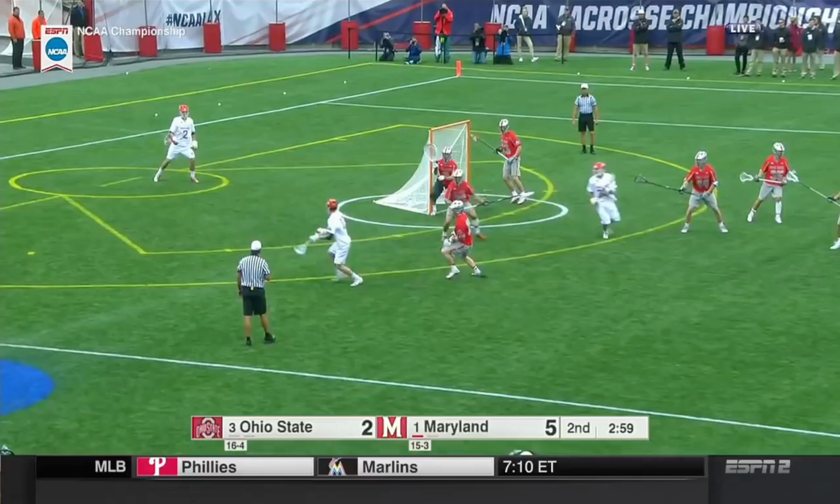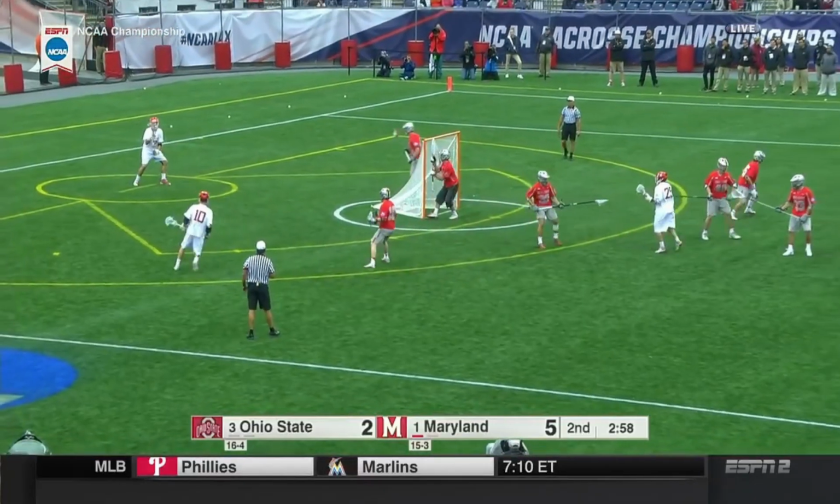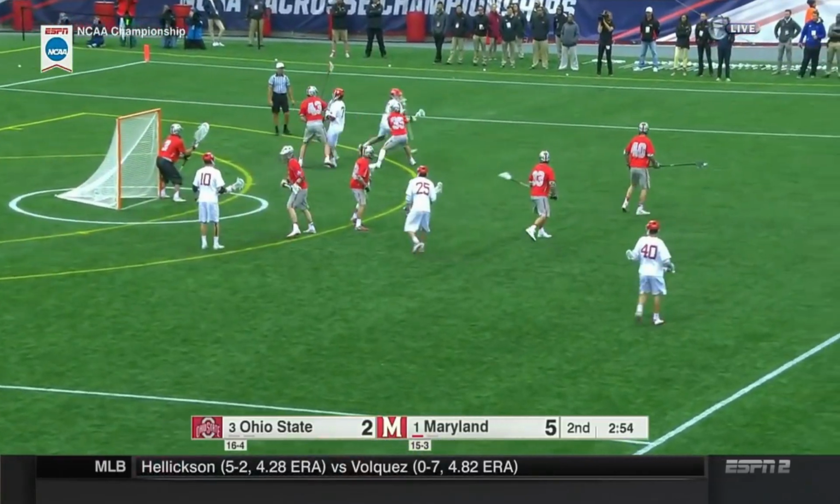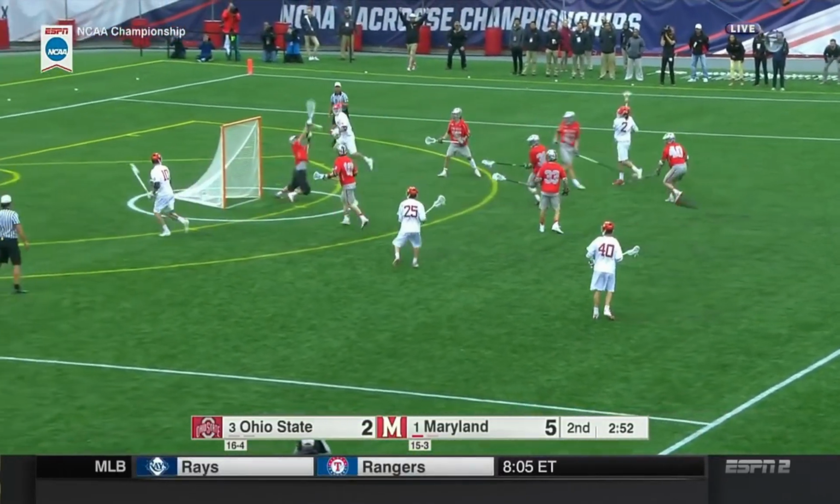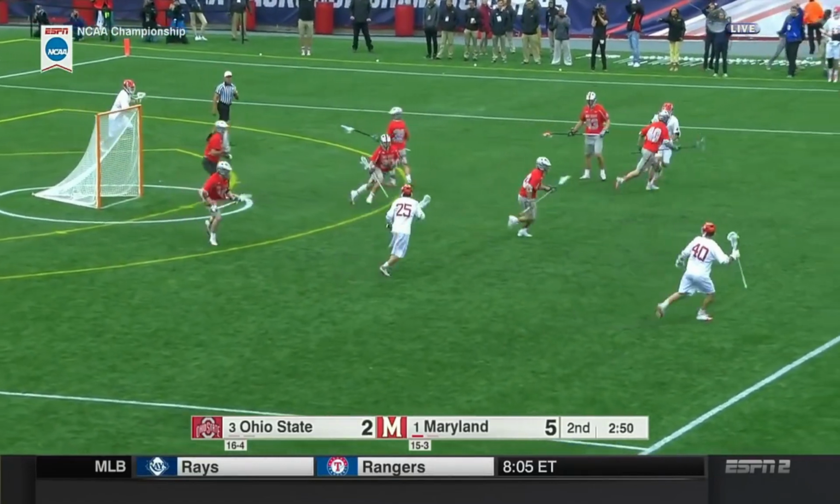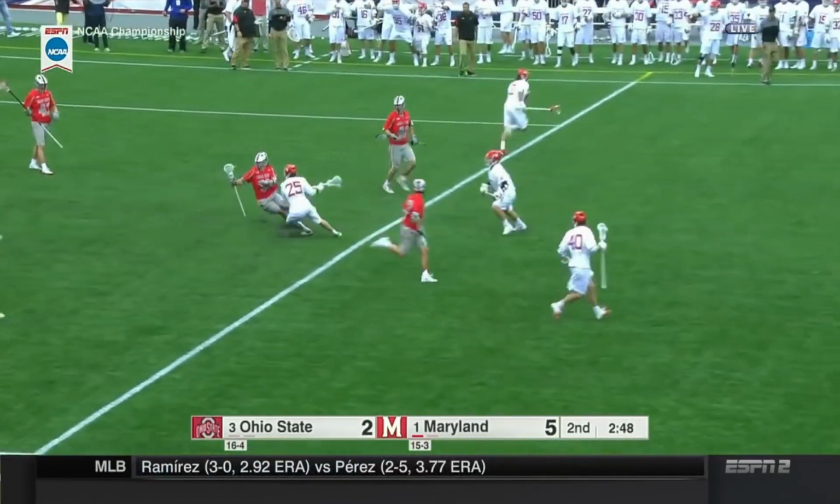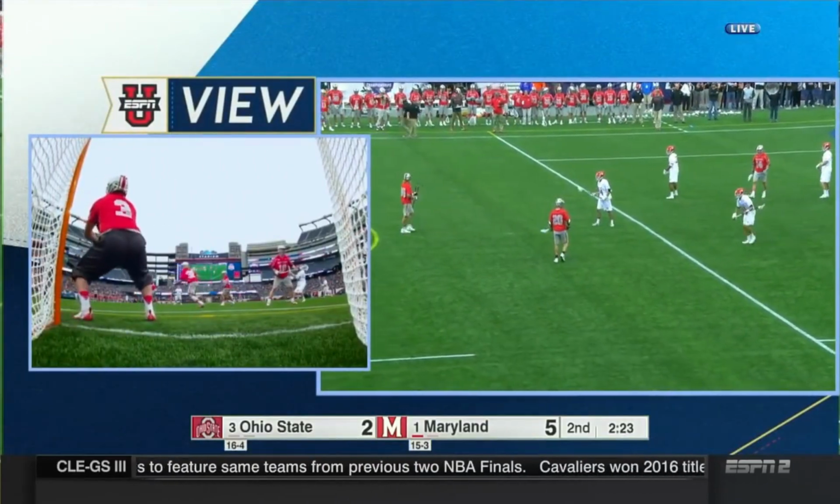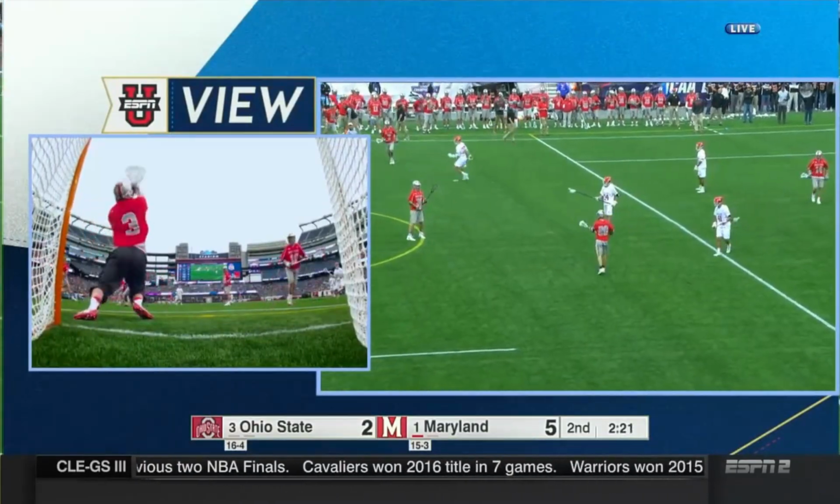This was a wild play from a couple of years ago. So let's watch this. We've got really good ball movement here. We're going to drive, and there's a little mix up on defense here, and we're going to take a shot. And they do not call this a goal. So let's watch what happens here.